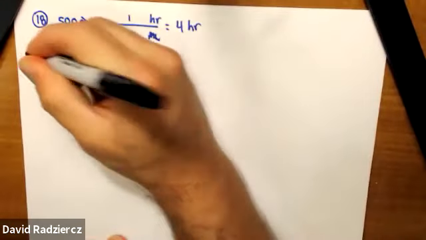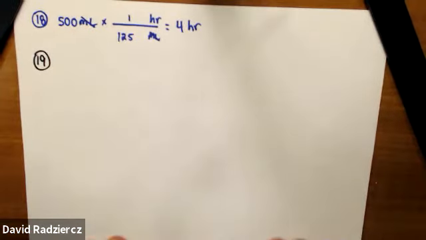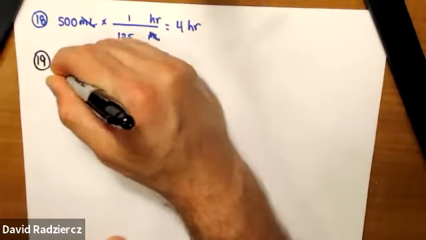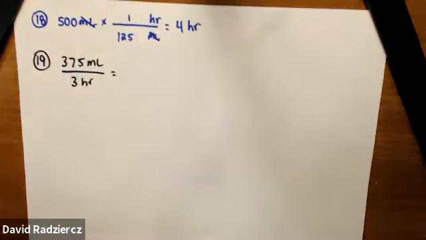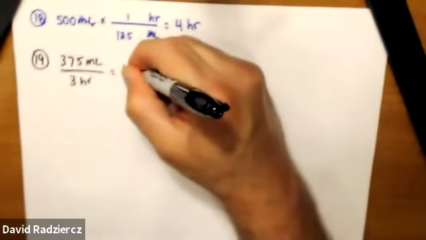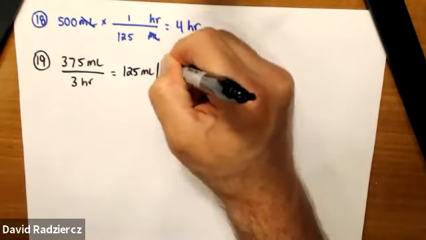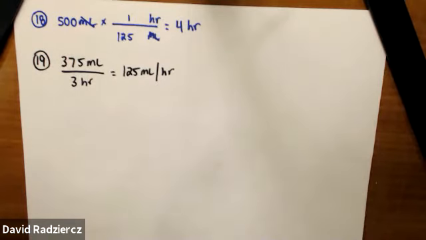19 is just the Ringer's lactate question, 375 milliliters, 3 hours. And this is a commonly missed problem because students are looking for more to do. There's nothing more to do. Just 375 divided by 3, and you get 125 milliliters per hour. You're done. So if they tell you to show your work, you're really just writing it out.